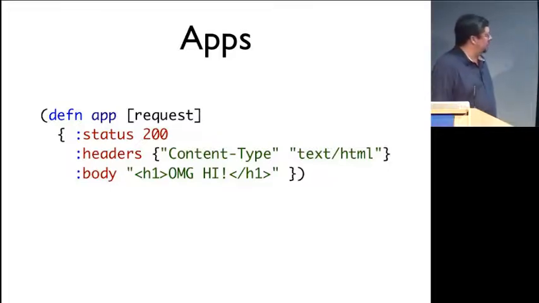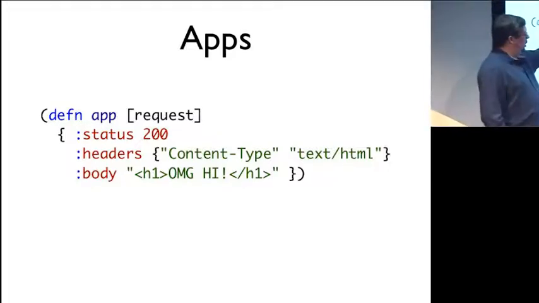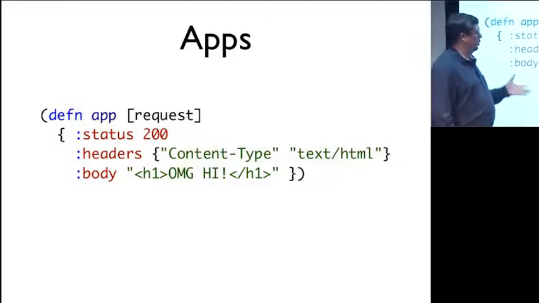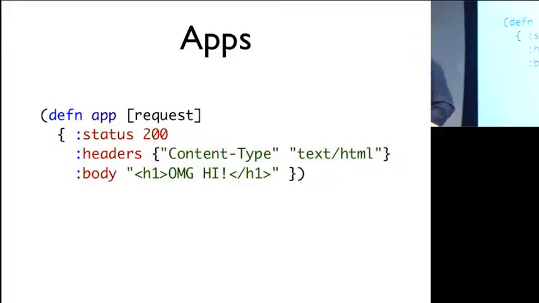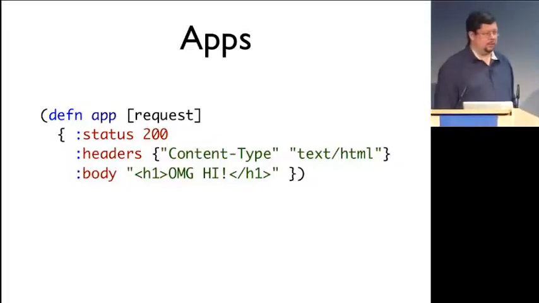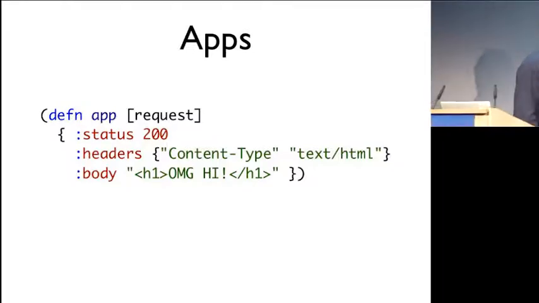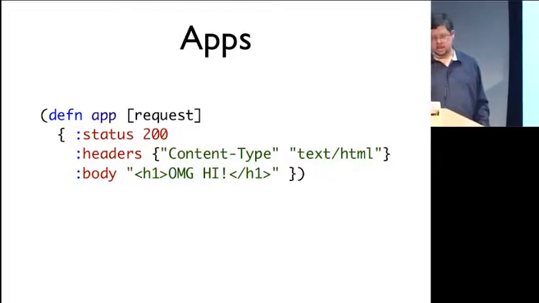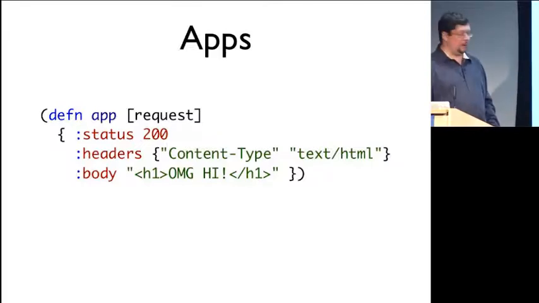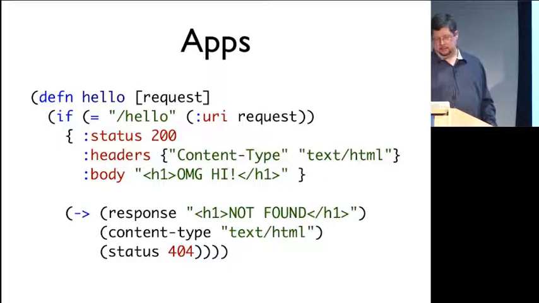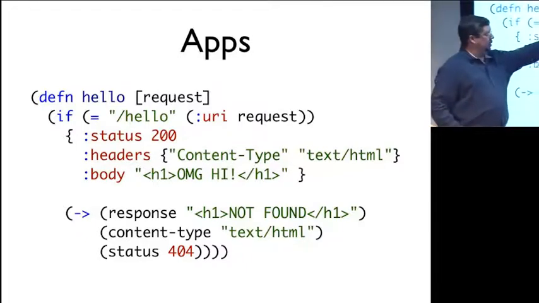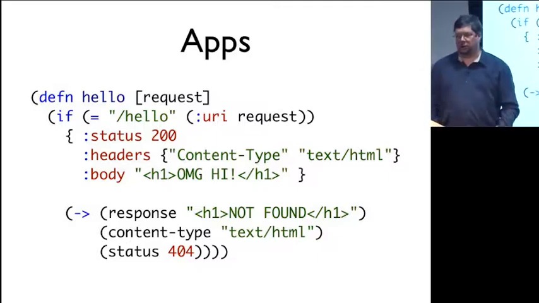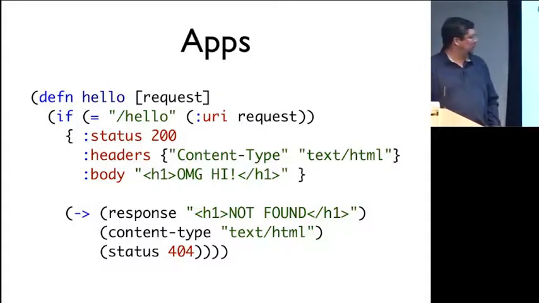An app looks like this. It's a function. It takes the request as its parameter and returns a response. So this is a very simple app that always just produces the same thing no matter what URL you go to within that web application. In this case, we're building the response directly. Here's a slightly more sensible app where we check to see if the URI in the request is something we're looking for, and if so, we return that. Otherwise, we return a not found response.